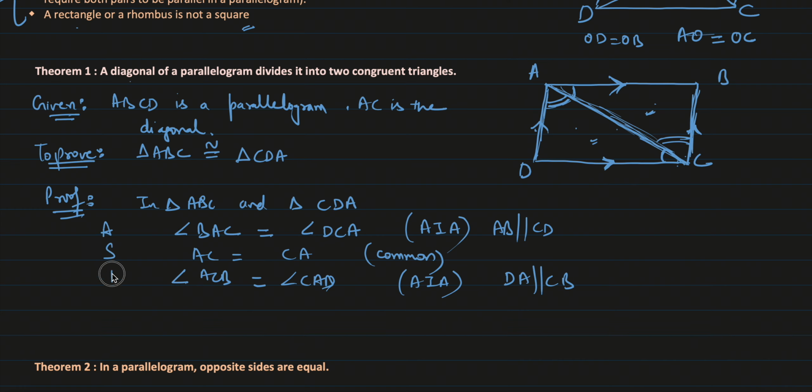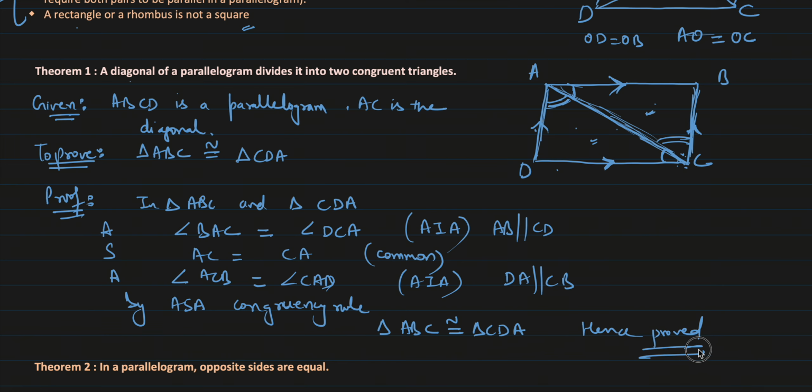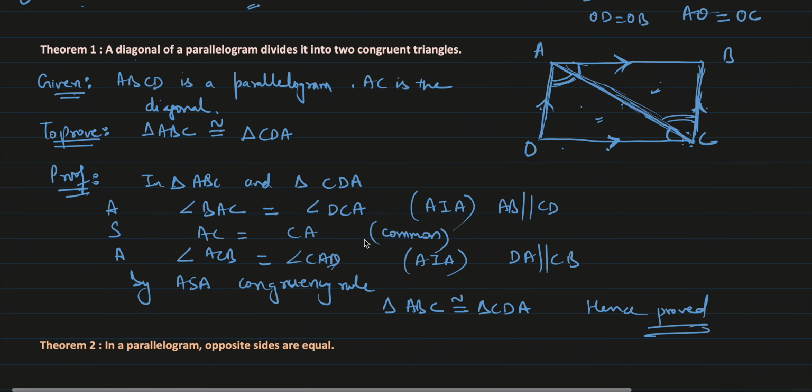You have an angle, you have a side and angle. So by ASA congruency rule, I can say that triangle ABC is congruent to triangle CDA. Got it? So triangle ABC is congruent to CDA. What we have to prove, so I write hence proved. I hope this is clear, students. You could have also used AB equals CD, DA equals BC, and AC common, so by SSS, the two triangles are congruent. Now this theorem is done.